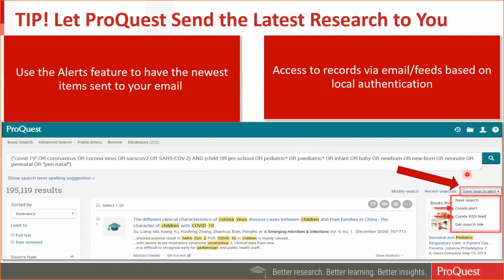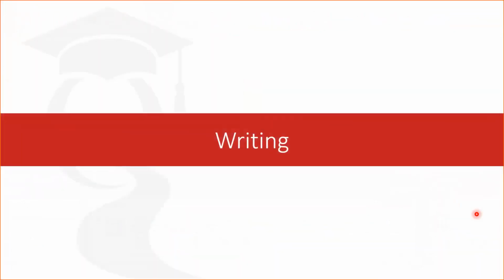And for those who say, this is my topic of research for the next 6 months, I want to get updates. If any dissertation or thesis on this particular topic is added next month or next week, I want to be alerted. So you can create alerts and so on. These are tools that support you through the journey of your research.